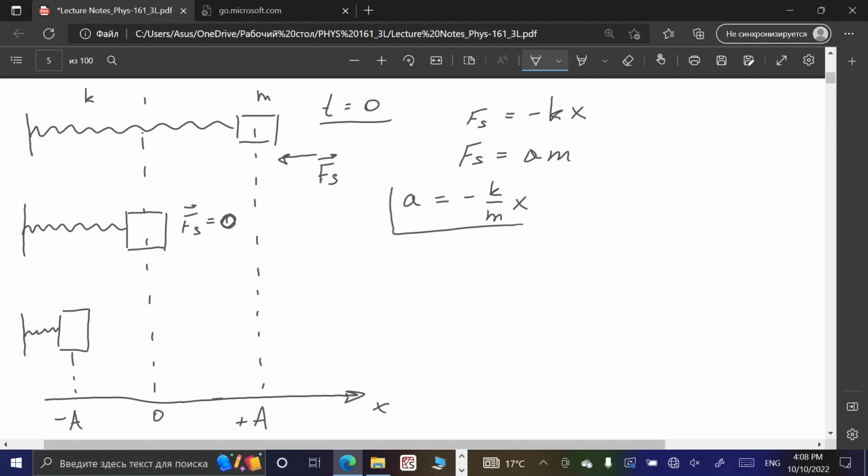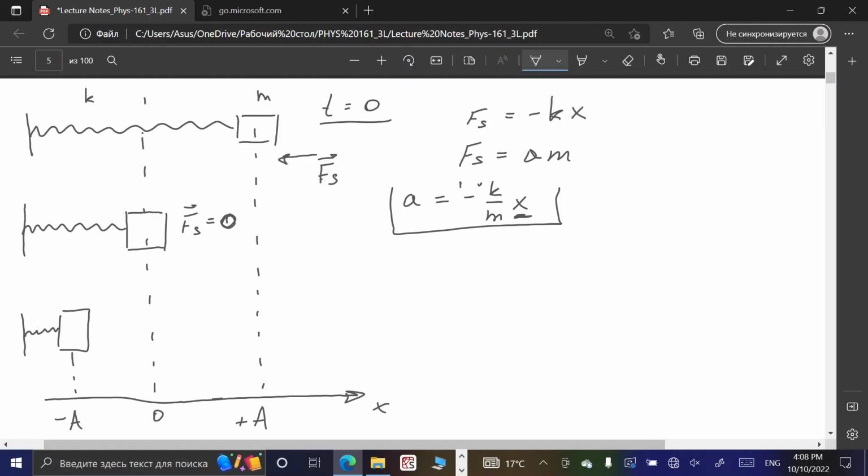So again, let us recall the definition of simple harmonic motion. We said that it should be proportional to displacement and aligned in opposite direction to displacement. So that is exactly what we have here. We have linear proportionality to displacement, and this acceleration is in opposite direction because we have this sign minus.